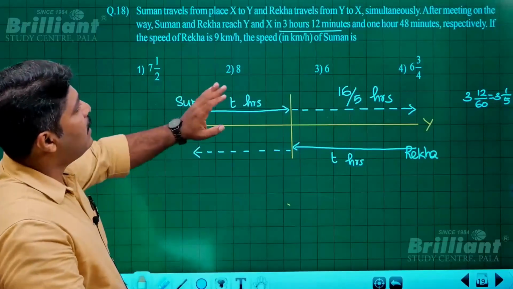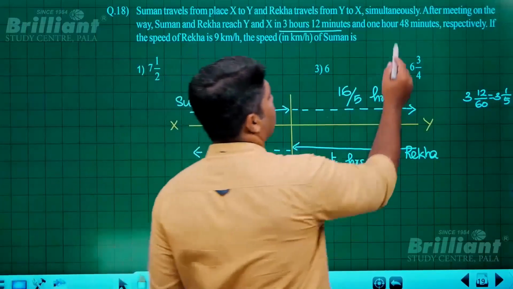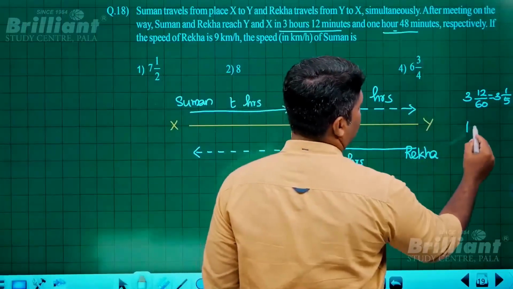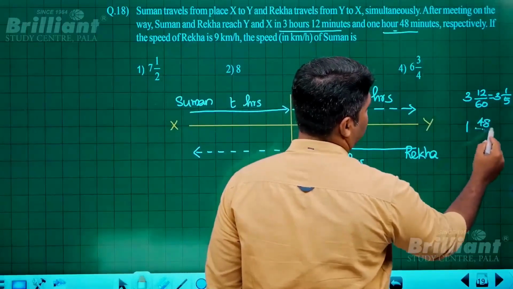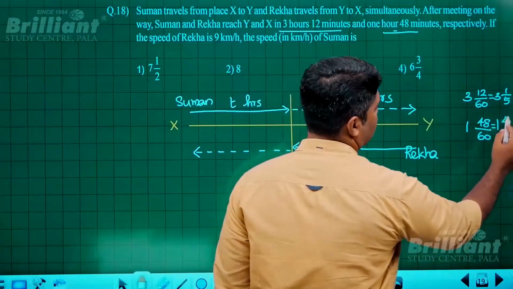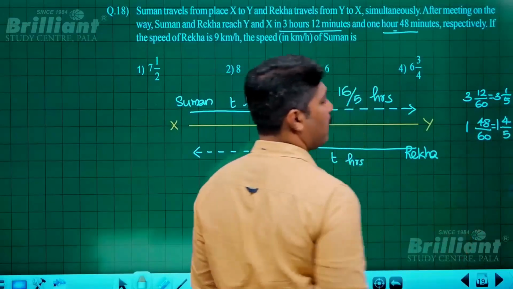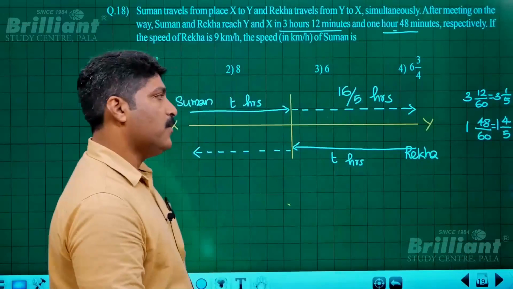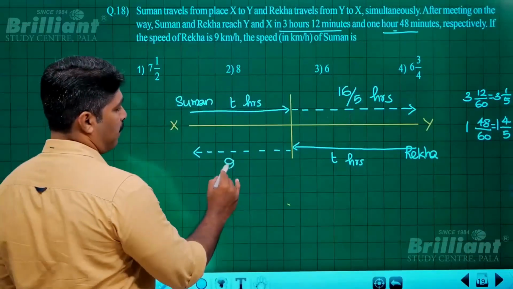Similarly, what's the time taken by Rekha for covering the remaining part of the distance? That is 1 hour 48 minutes. So what is 48 by 60? That is 4 by 5. So that's equal to 9 by 5.